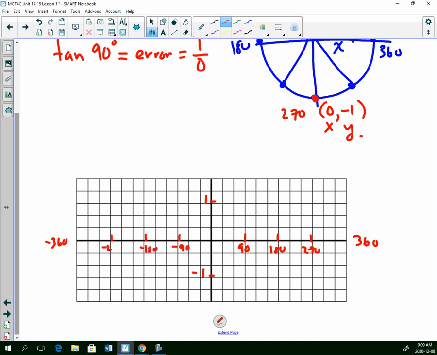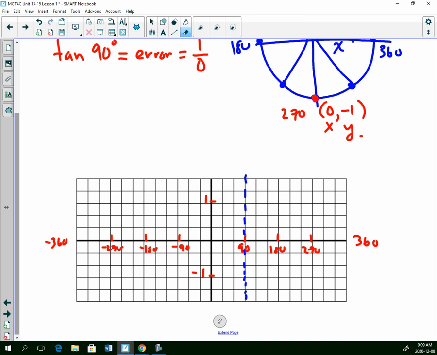And so because there's an error at 90, it creates a break in the graph. There is no answer at 90. Okay, so it creates a vertical asymptote. So remember with exponential functions, we had a horizontal asymptote where the graph approached the x-axis. In a tan curve, we have a vertical asymptote. And that happens at 90 because there's no answer at 90.